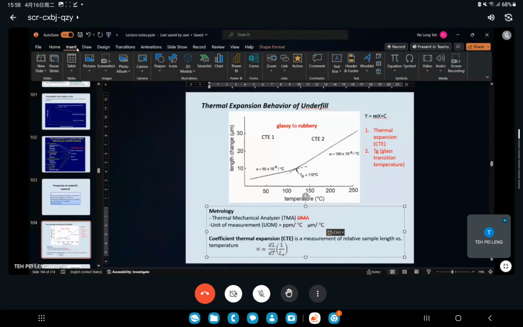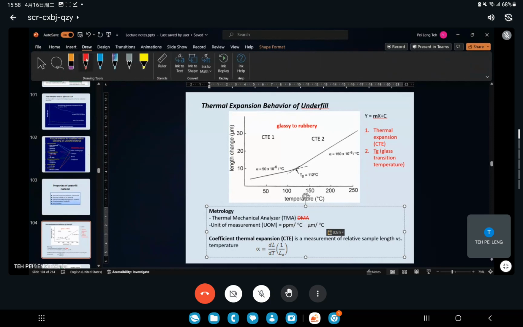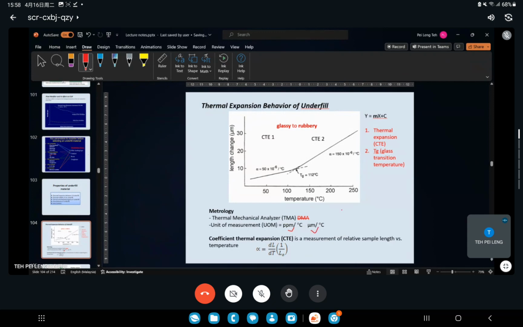Okay? This one, this one, and this one. 1, 2, 3 are the same. You give either one enough. Okay? Either one enough. These three are the same. Okay.